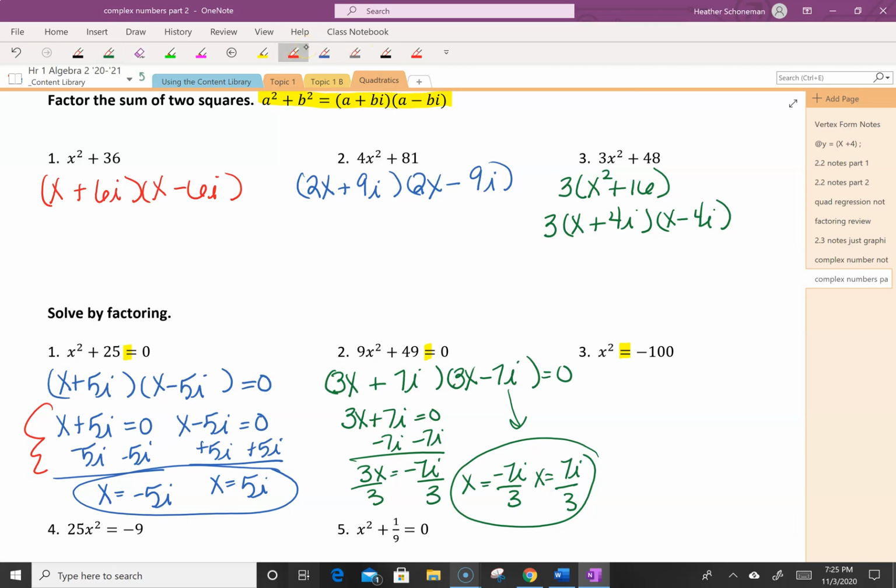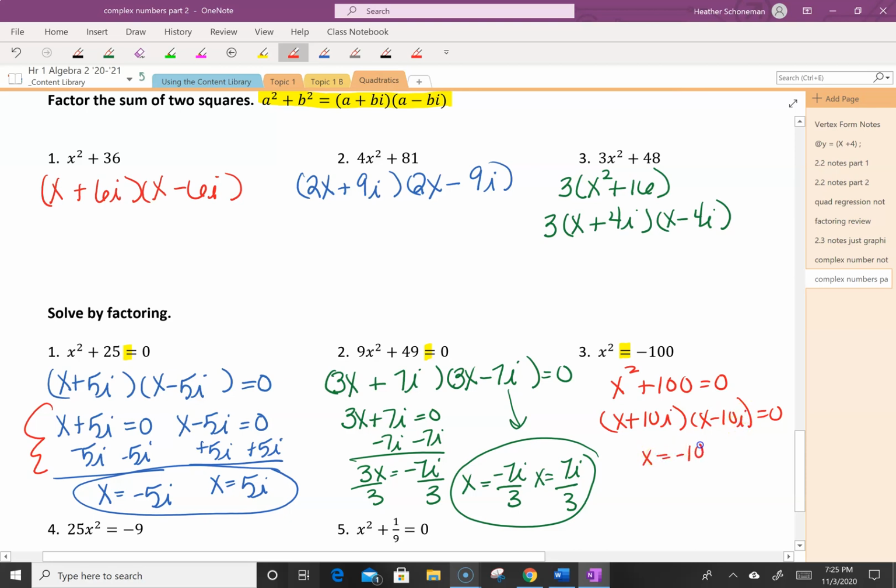All right, let's try the next one. Number 3. It's not set equal to 0, so I've got to switch it. So I get x squared plus 100 equals 0. Now I can factor. It fits my new pattern. So I have x plus 10i, x minus 10i. So x equals negative 10i and positive 10i.